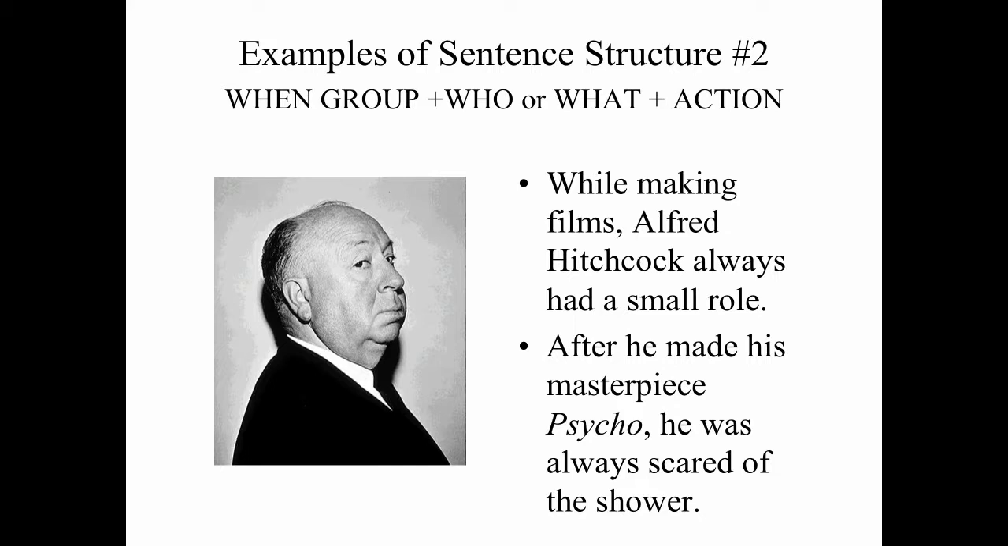So here are my example sentences. They're going to start with a when group. While making films, comma, Alfred Hitchcock always had a small role. While making films tells when the rest of the stuff takes place. And sure enough, he made dozens of movies, and he always had a little cameo role in his movies. Just a little part. He'd be walking in the background, or he'd be a shopkeeper, but he'd always show up in his films.